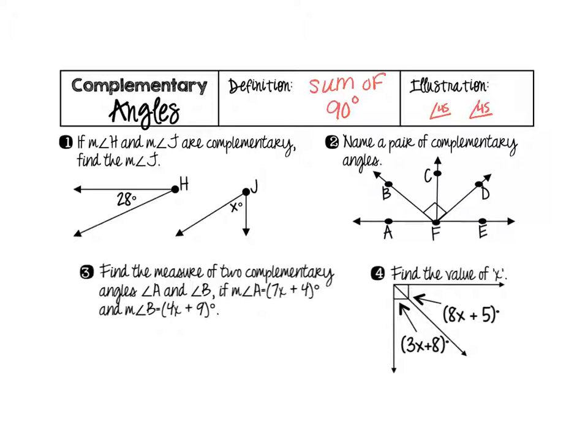So in number 1, if angle H and angle J are complementary, find angle J. I want you to try that on your own. If we use 28 degrees for angle H, what would its complement be? All together they have to equal 90. So 28 plus x has to equal 90. I'm going to subtract 28 from both sides. So then x has to equal 62. So angle J equals 62 degrees.